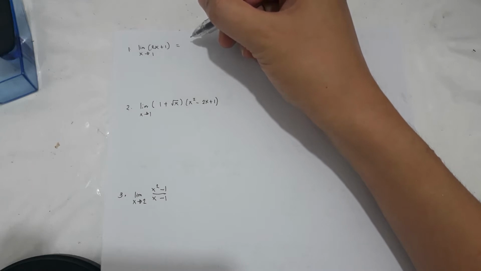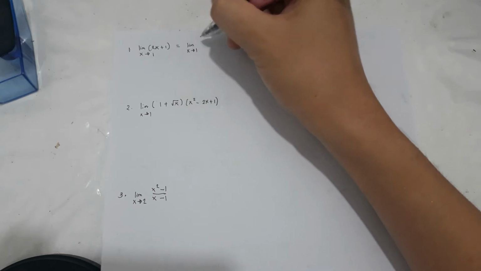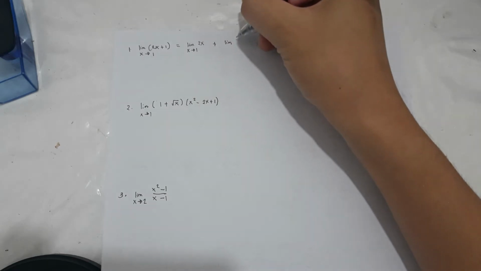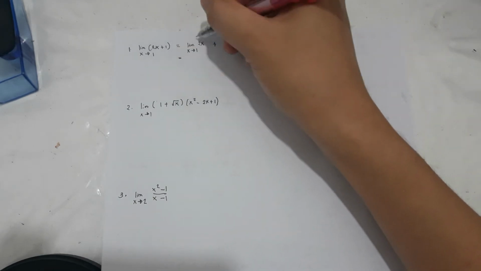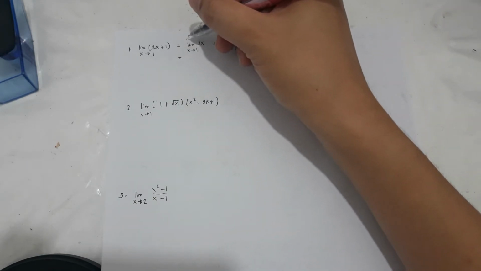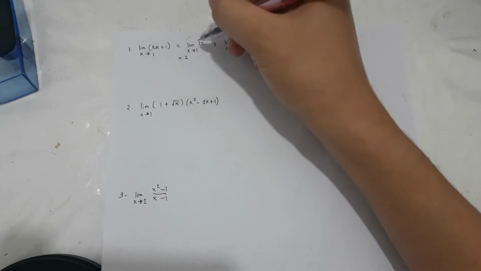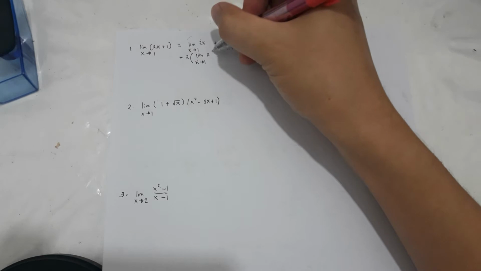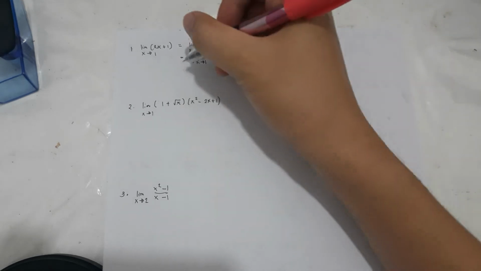So what we're going to do in here is we're going to distribute or use the addition theorem. So this is also equal to the limit of 2x as x approaches 1 plus the limit of 1 as x approaches 1. This would be equal to, you may put it outside, the constant multiple theorem. So this 2, you can take it out of the limit: 2 times the limit of x as x approaches 1 plus the limit of 1 as x approaches 1.